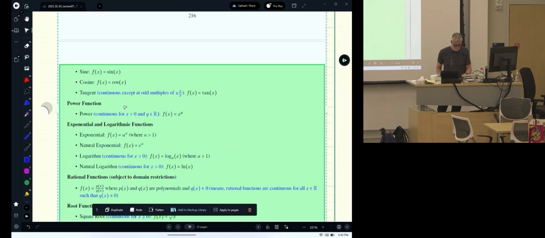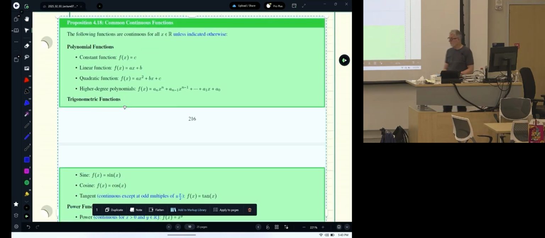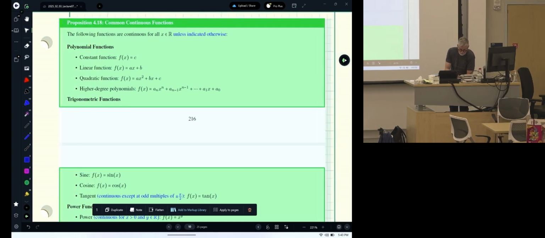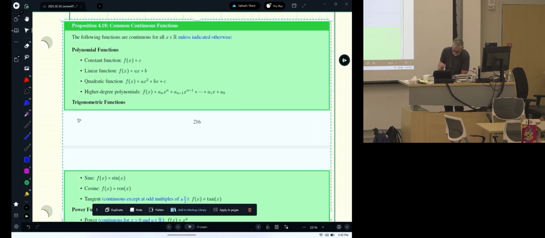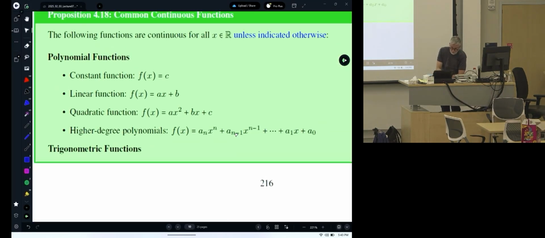Okay, so this is a table in the book, Proposition 4.18, I should say. Come on. Okay, I'll flatten you, so yes. Now I can do all this stuff.